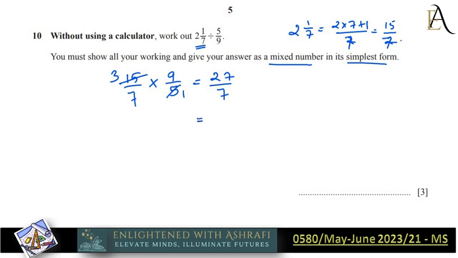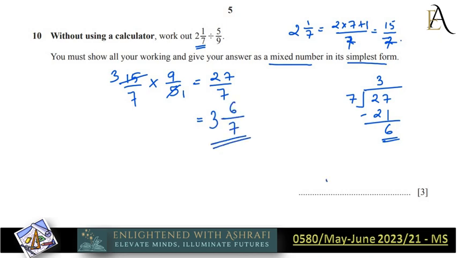Now let's find out the mixed number. 27 is the dividend, 7 is the divisor, 7 3s are 21, 6. So here comes the quotient, here the remainder, and here the divisor. So this is your final answer.